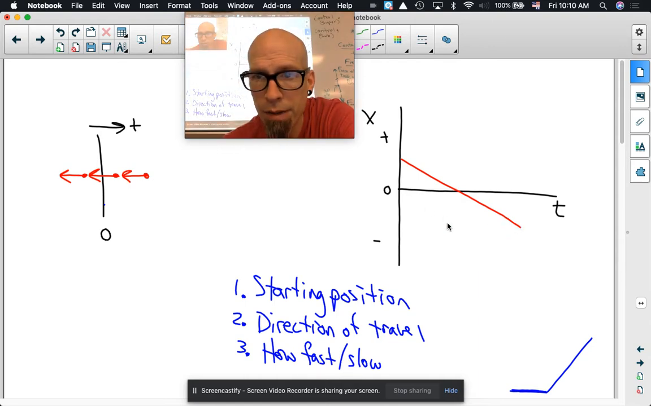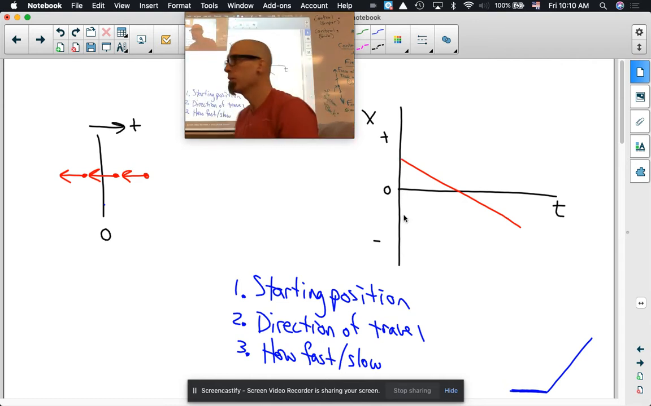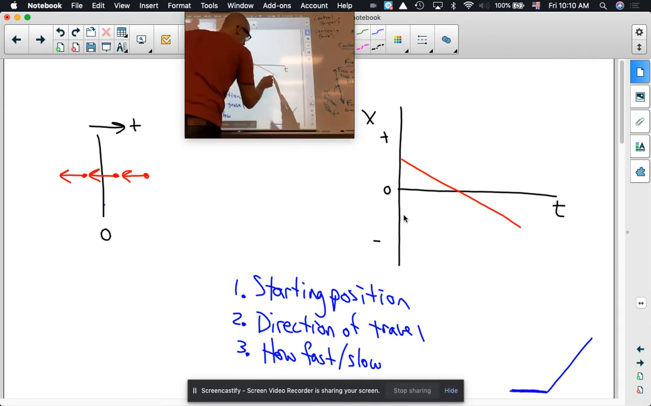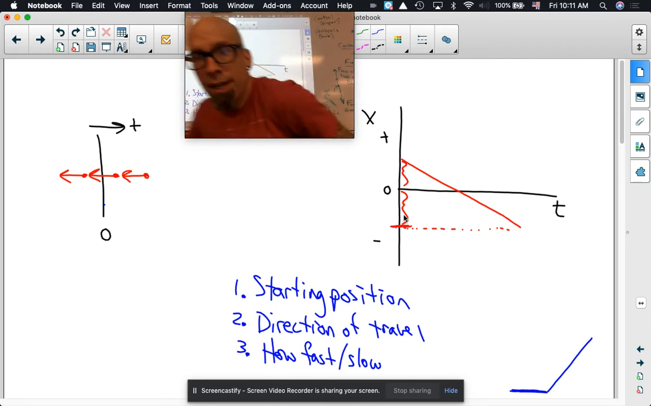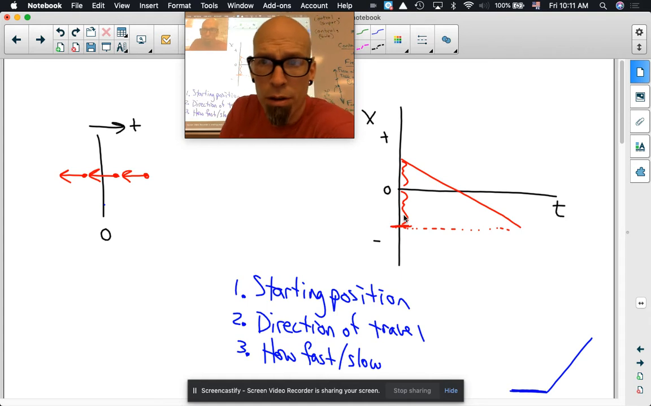Now, how far did I finish? About the same, maybe a little further away from 0 on the negative side than I was on the positive side. Do you see where I'm looking? I'm actually looking here, comparing this to this. So I'm on the negative side a little further than I was on the positive side at the beginning.